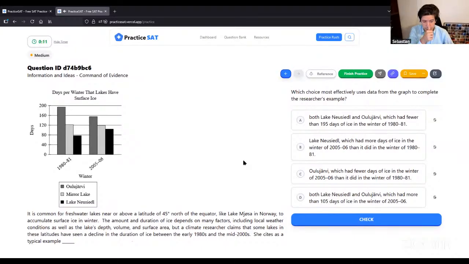It is common for freshwater lakes near or above a latitude of 45 degrees north of the equator, like Mjøsa in Norway, to accumulate surface ice in winter. The amount and duration of ice depends on many factors, including local weather conditions, as well as the lake's depth, volume, and surface area. But a climate researcher claims that some lakes in these latitudes have seen a decline in the duration of ice between the early 1980s and the mid 2000s. She cites as a typical example. Okay, so what she's saying here is that there's been a decline in the duration of ice between the early 1980s and the mid 2000s.